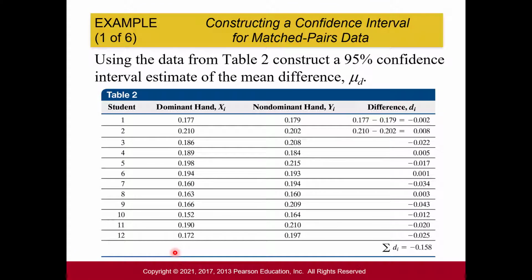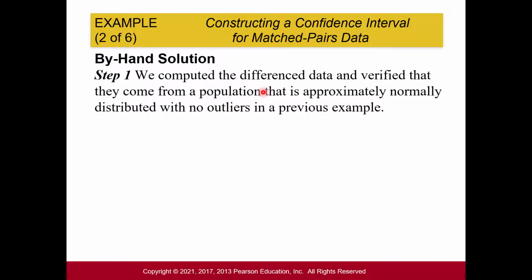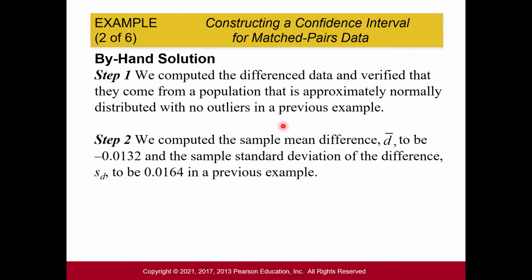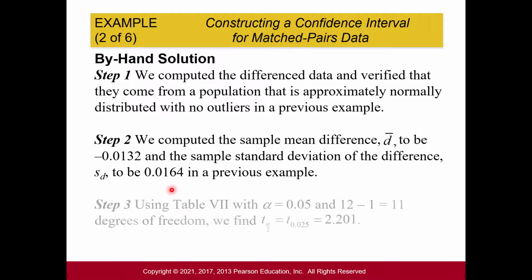Okay, so let's try this example. Same situation. We have our data from our dominant and non-dominant experiment dropping the stick. We're going to compute a 95% confidence interval estimate of the mean difference, mu sub d. By hand, we'll compute the differenced data and verify that they come from a population that is approximately normally distributed with no outliers. We did all that previously, so we don't have to do that again. And our sample mean difference, d bar, and our standard deviation, we also computed.